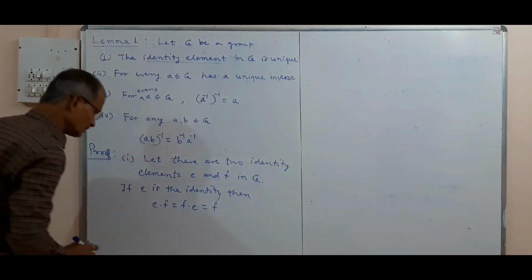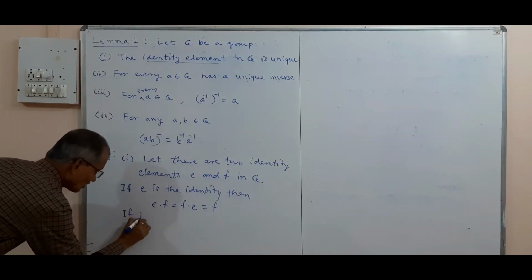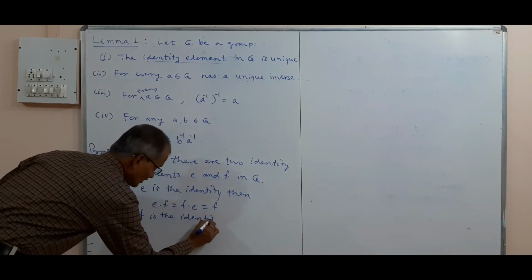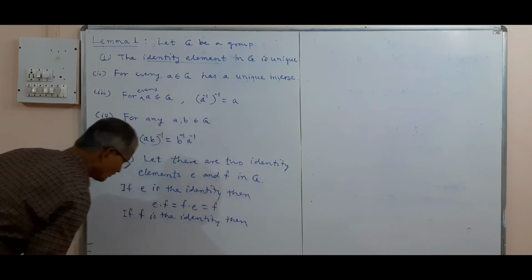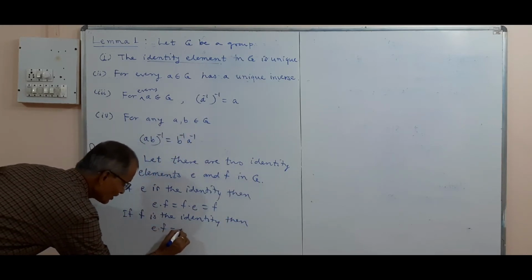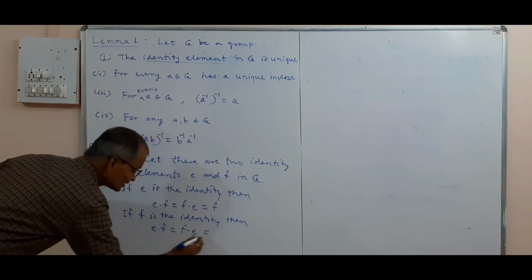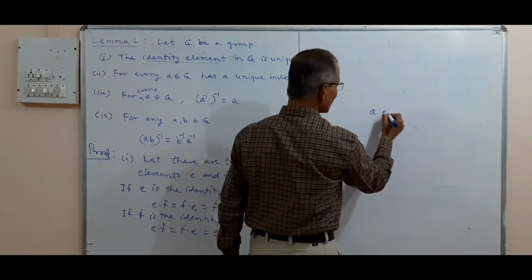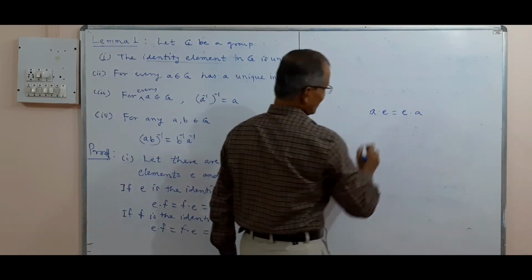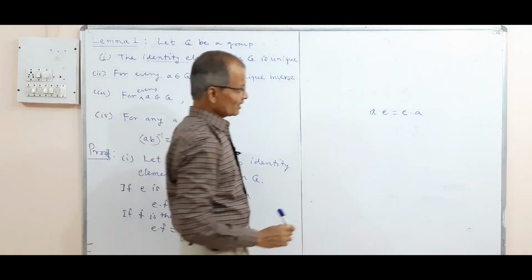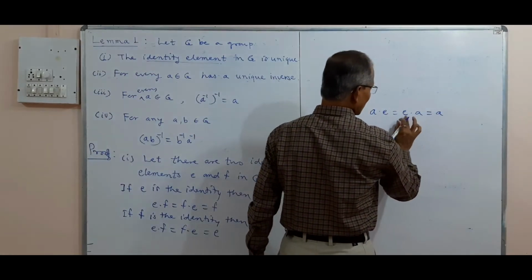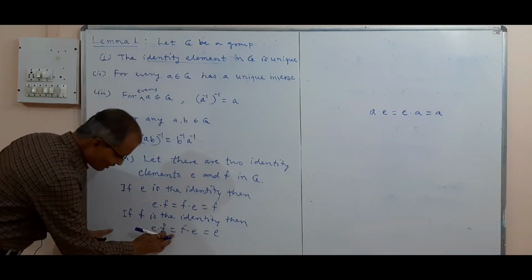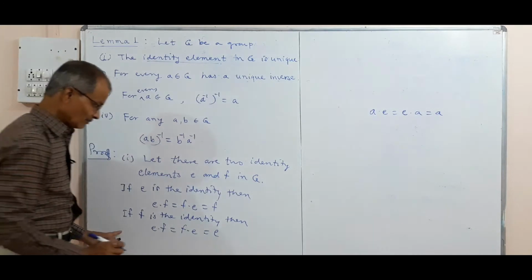And if f is identity, then what we will have? Again, I shall consider e into f and f into e. f is identity, so the result must be e. So what is the definition of identity element? e is identity if we have e into a is equal to a into e is equal to a. Now here f is identity, therefore e into f is equal to f into e is equal to e. That we must have.